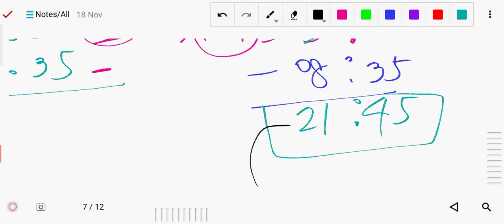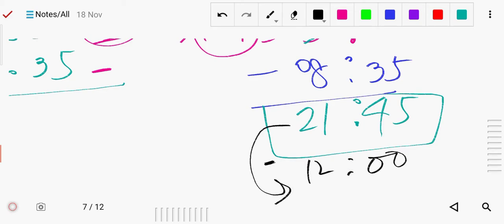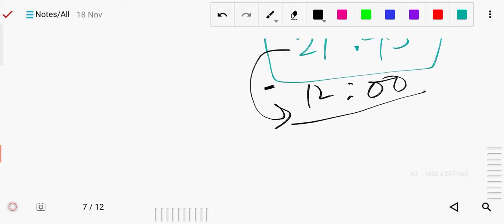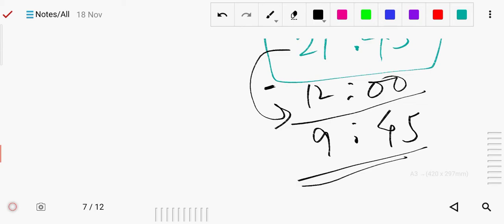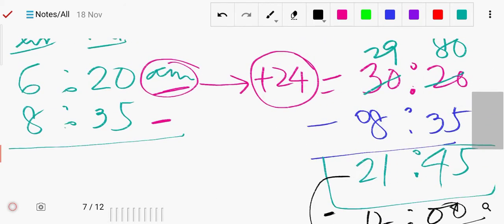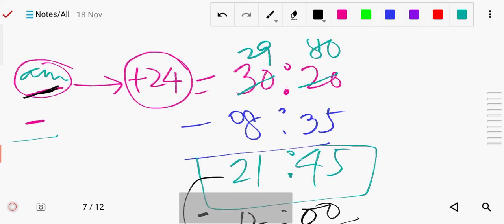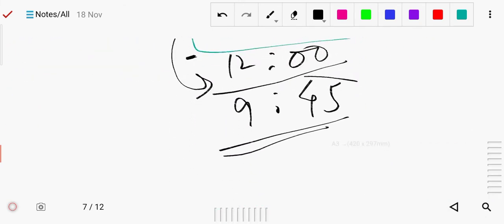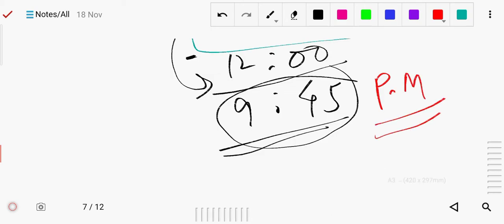Now you can see here that we will subtract the 12, because this is in the 24-hour clock time. So 45 will be here and here will be 9. Okay, so 9:45. In the question you can see it is in the am, so your answer will be in the pm. So this is your 9:45 pm. Okay, so this is your answer.